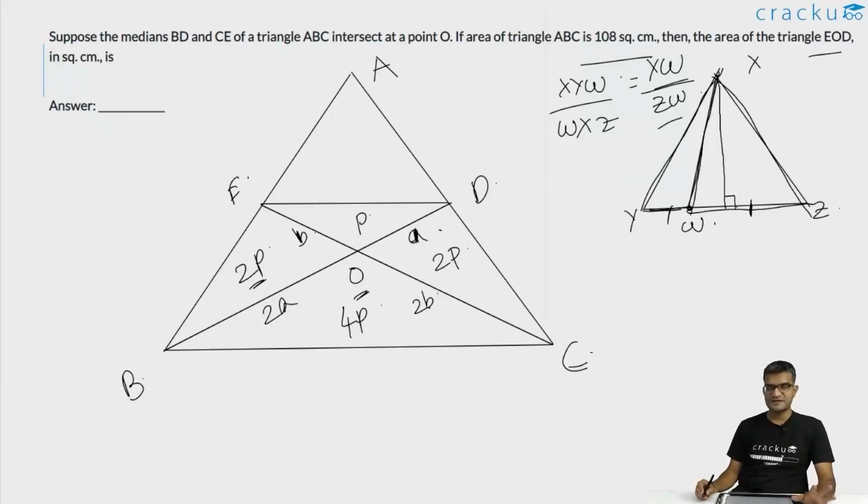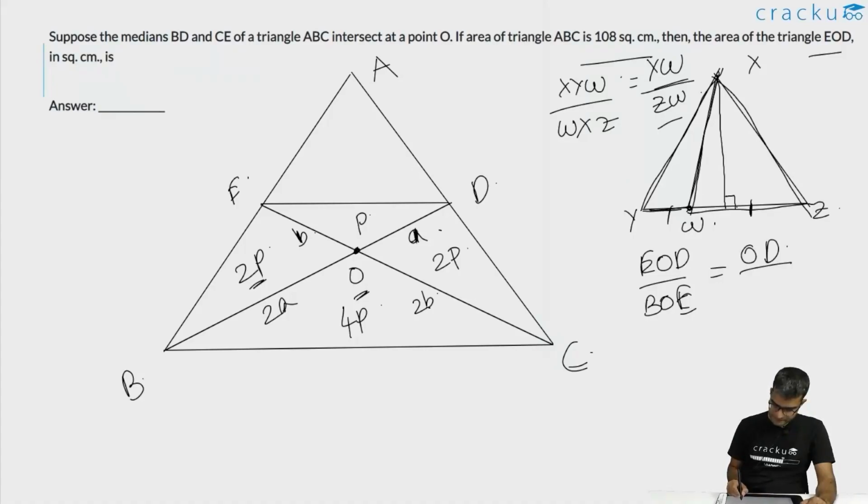If you are using this concept multiple times, you will be able to easily figure out the respective ratios of the areas of the triangles. If you are looking at EOD divided by BOE, this ratio is same as, this is O, so this is same as OD divided by OB, and because centroid divides this in the ratio of 2:1, this will be 1:2. So if this is P, this will be 2P. For the same exact reason, area of triangle DOC will be 2P.